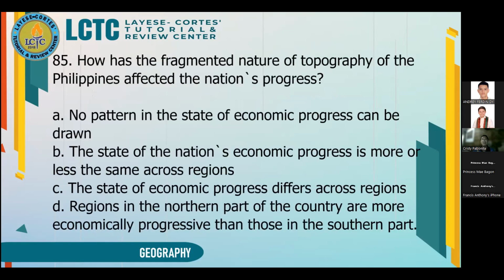How has the fragmented nature of the topography of the Philippines affected the nation's progress? What is the reason? The topographical location of the Philippines is fragmented, divided, right? We are scattered and somehow divided by waters, which is why the Philippines is archipelagic. So how does this affect the nation's progress? Letter C.